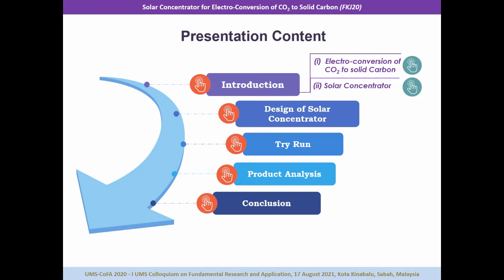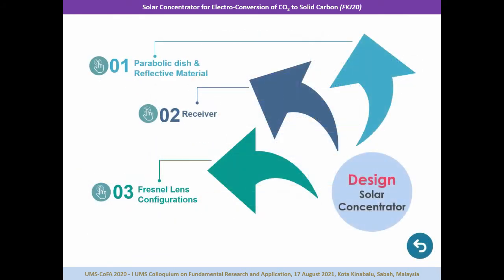Now I would like to explain the design of solar concentrator which we have developed in the FKJ. The solar concentrator design is divided into three main parts. The first one is the parabolic dish and reflective material. The second one is the receiver, and the last one is the Fresnel lens configuration. Let us look at the first one, which is the parabolic dish and reflective material.